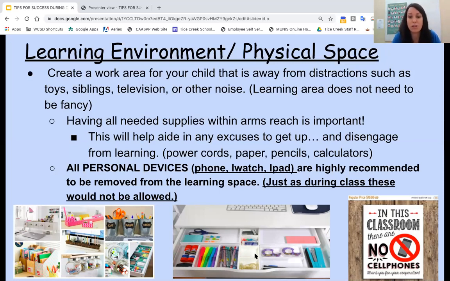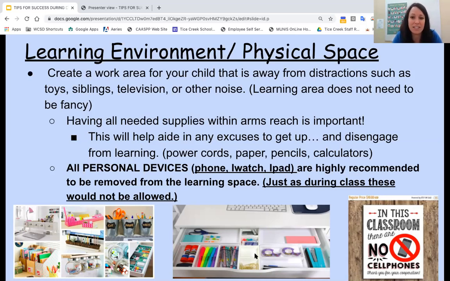Having all supplies within arm's reach. So if you think about it, if your students need to get up for a ruler or the calculator or a pad of paper, especially since we're doing distance learning, it's great to have that all in front of you within arm's reach so that they don't have to get up and come ask you, where's the ruler? Because that time that they're away from their teacher's instruction is lost time, right? And that encourages disengagement, distraction, and they miss things. So if that can all be within their work area, I highly recommend it.